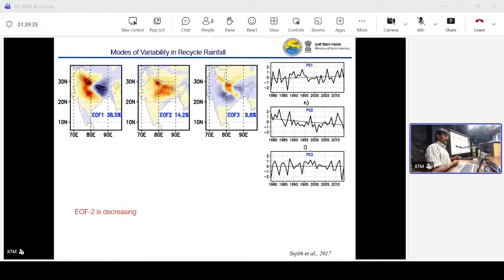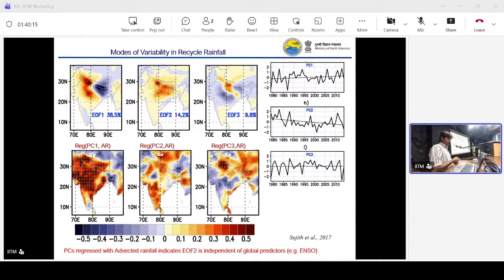And then we try to understand the modes of variability in recycled rainfall, because this is related to local feedback. So what kind of modes do we have? You can see the EOF 1, 2, 3 modes. EOF 1 is quite strong, 38%. The second is 14%, and then the corresponding PCs. The interesting thing is that PC2 is showing a decreasing trend. This is from, I think, 1979 to 2014. Interestingly it is decreasing, and we know this region has had a decrease in rainfall in the last few decades.